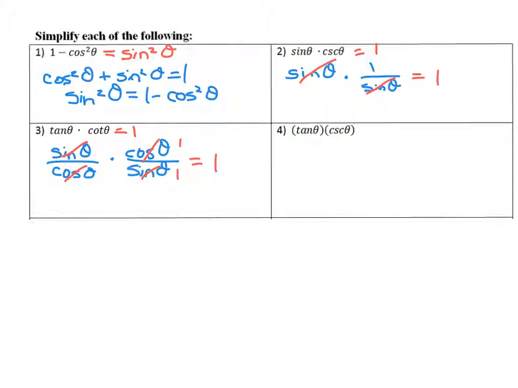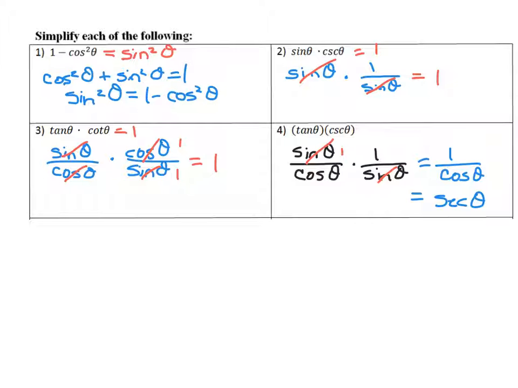Now in the next example, number 4, again I'm going to go back to my basic trig functions. So I'm going to write tangent as sine of theta over cosine of theta. And I'm going to say cosecant is 1 over sine of theta. That will allow me to say sine divided by sine just gives me a 1. So when I multiply the numerators, I get 1. Multiplying the denominators, I get cosine of theta. But we all know that 1 over cosine of theta is just equal to the secant of theta. So that tells me that this product is equal to secant of theta.